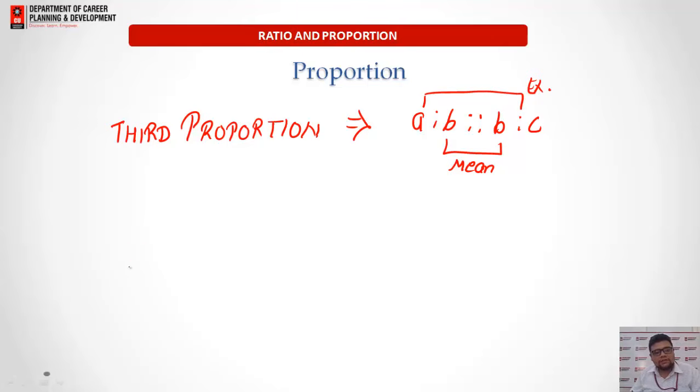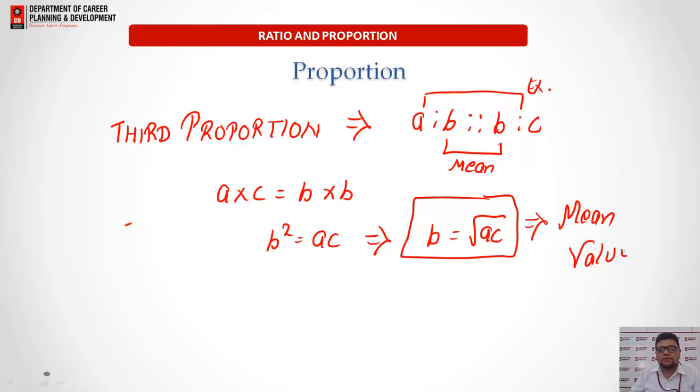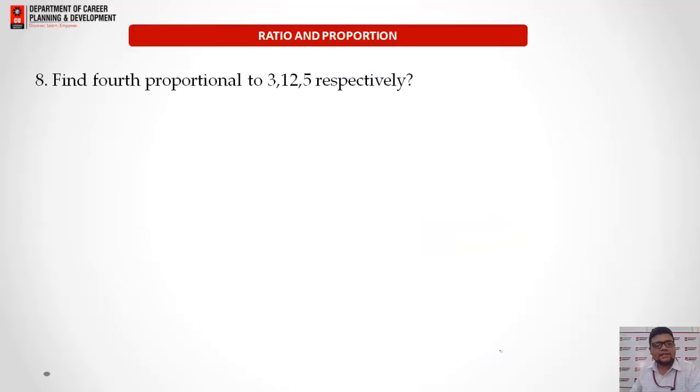Okay. So again the formula will be A multiplied by C equals B multiplied by B, or we can say B square is equal to AC. We can find B is equal to under root of AC. This is again very important in case of proportion. In this way we can find the mean value in case of third proportion. Okay. Now let us take an example.